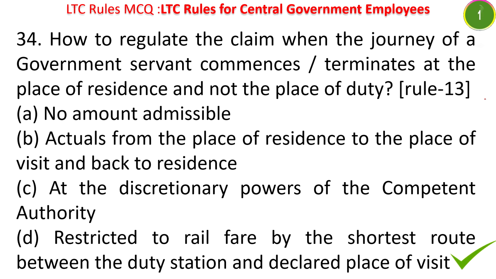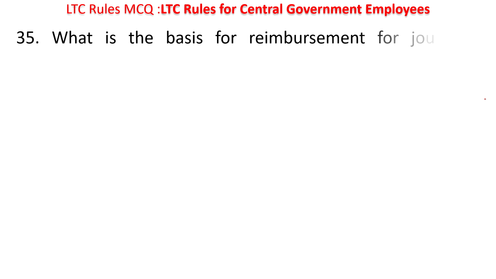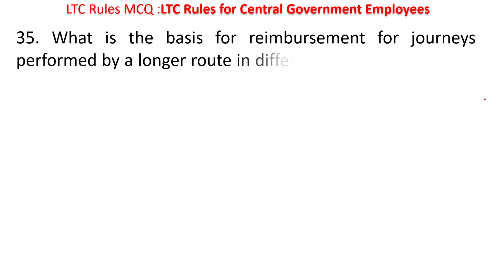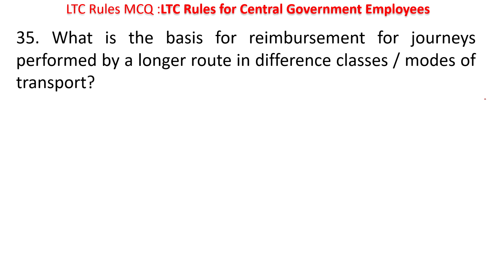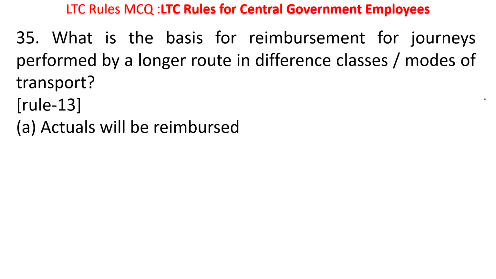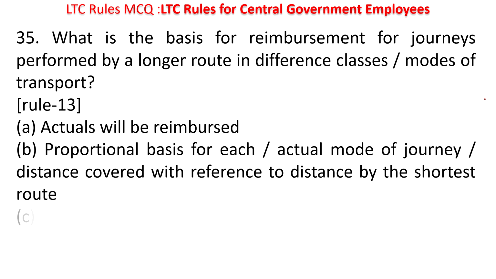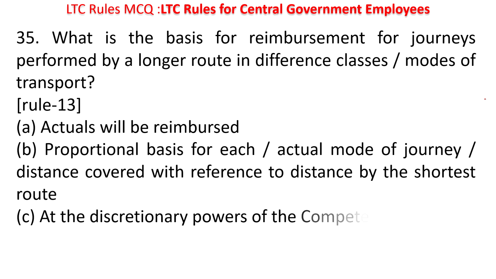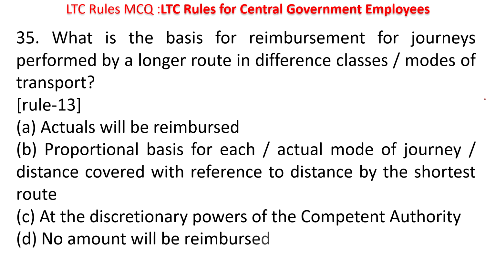The answer would be restricted to rail fare by shortest route between duty station and declared place of visit. Next question. What is the basis for reimbursement for journeys performed by a longer route in different classes or modes of transport? Rule 13 of LTC rules. Actuals will be reimbursed on a proportionate basis for each actual mode of journey, distance covered with reference to distance by shortest route. At the discretionary powers of competent authority, no amount will be reimbursed.